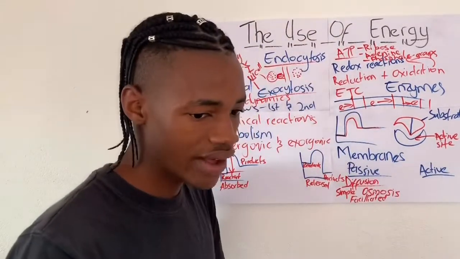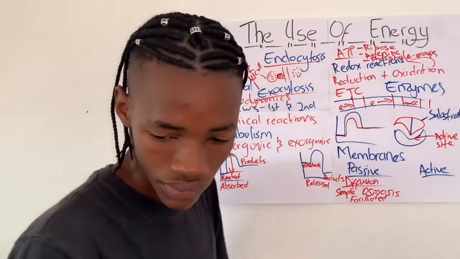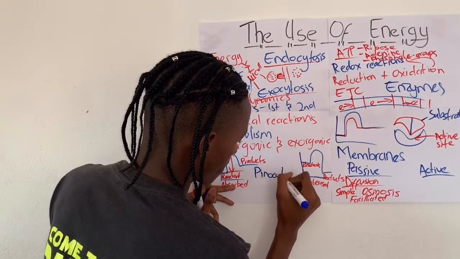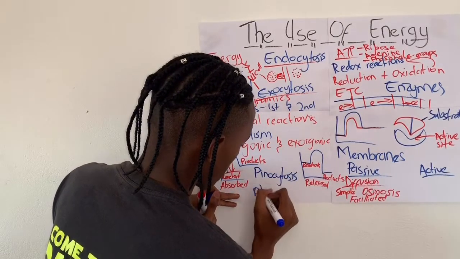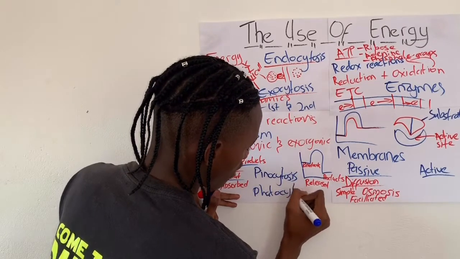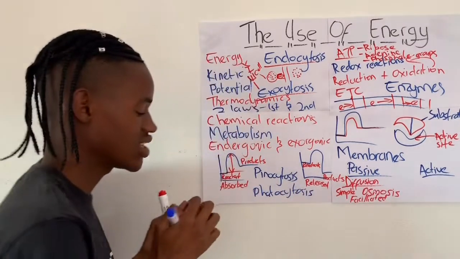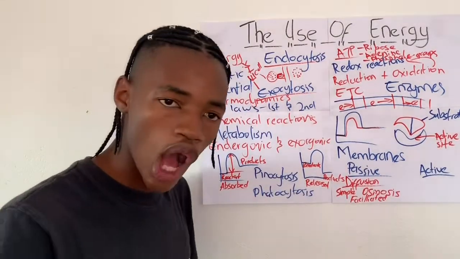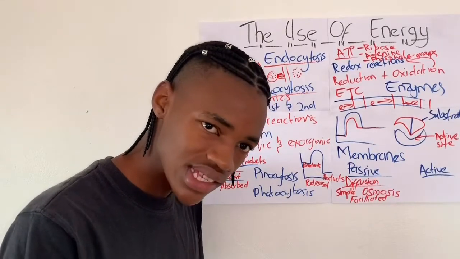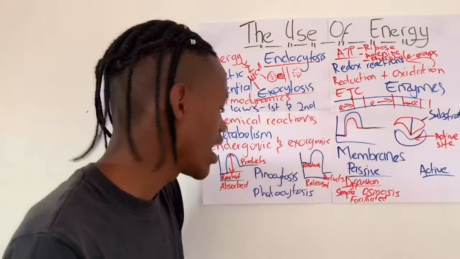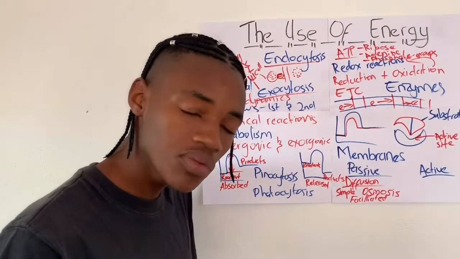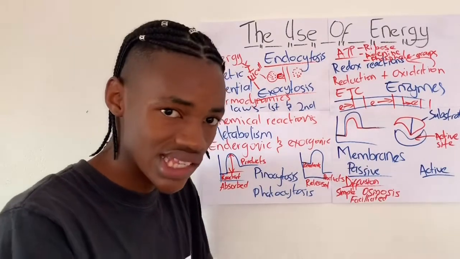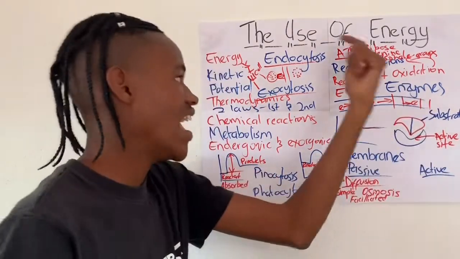And then we have pinocytosis and phagocytosis. Pinocytosis is the movement of small molecules, small substances, and small solids into the cell. And phagocytosis is the movement of bigger molecules, bigger substances, and bigger solids into the cell. So both of these are part of endocytosis.